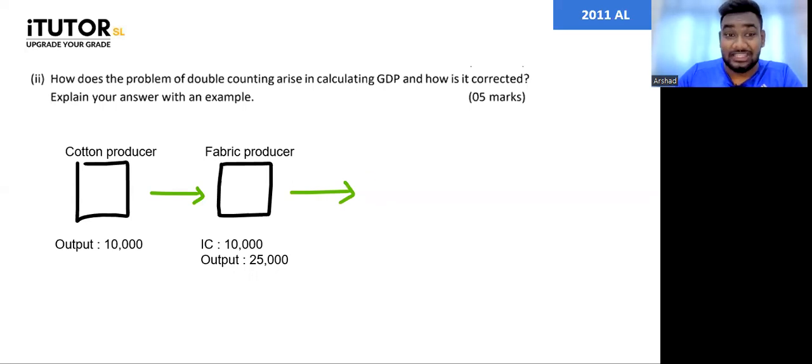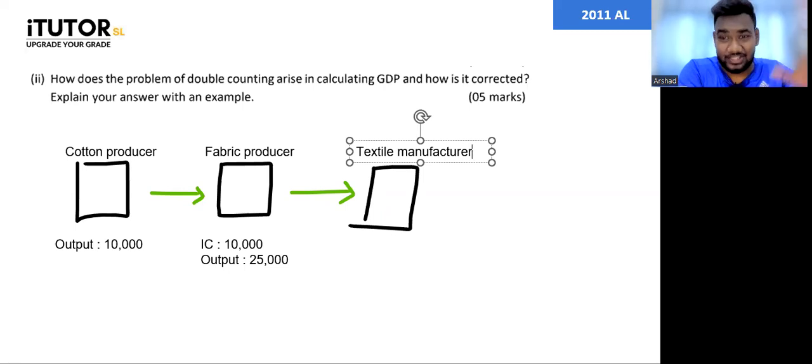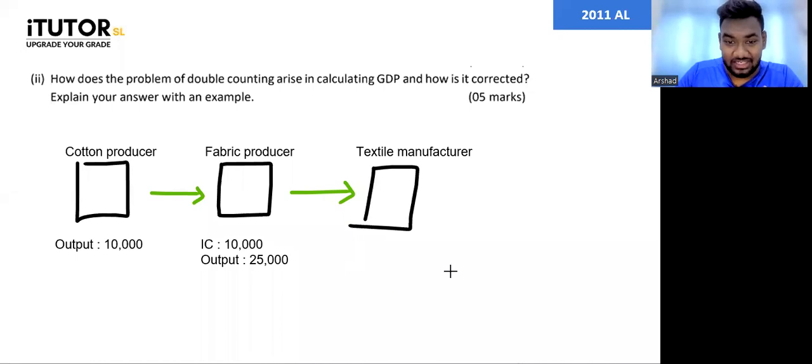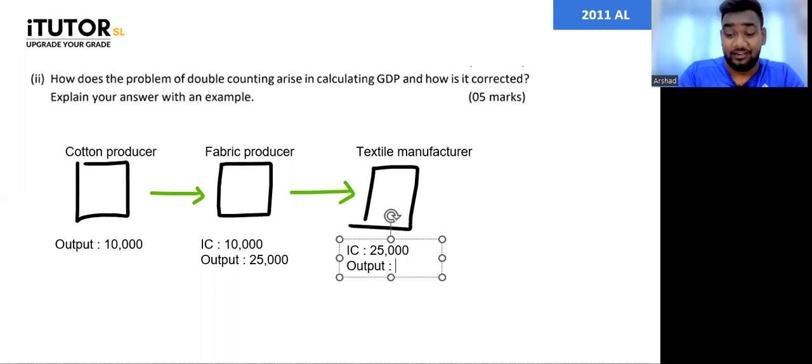Okay, so this textile manufacturer, what does he do? Now this is the textile manufacturer. What does he do? He uses this cloth, he sews the things, puts the buttons, the thread, and does all of it, and he produces, let's say, t-shirts. So this textile manufacturer uses intermediate inputs or intermediate consumption of 25,000 worth of fabric, and he produces an output of, let's say, 50,000.